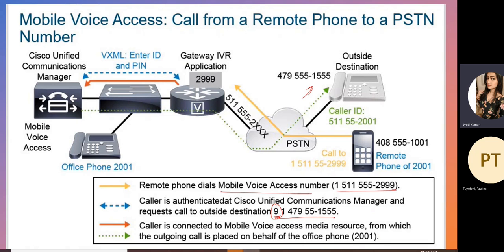The caller is connected to the mobile voice access media resource, from which the outgoing call is placed on behalf of the phone 2001, on behalf of this user on the desk phone. But as I am outside and my mobile phone is mapped and associated with this device configuration or this desk phone DN also, I can make calls on behalf of this user or this phone particularly.